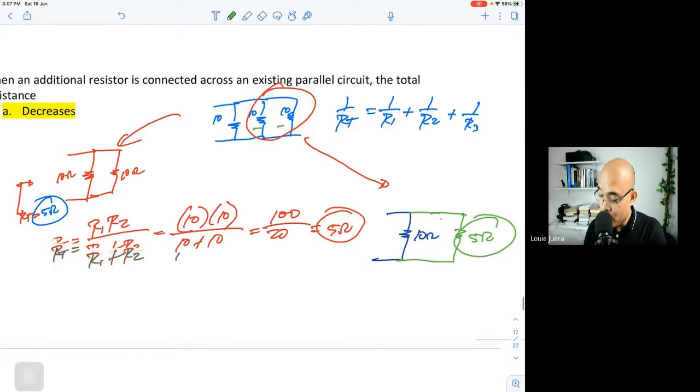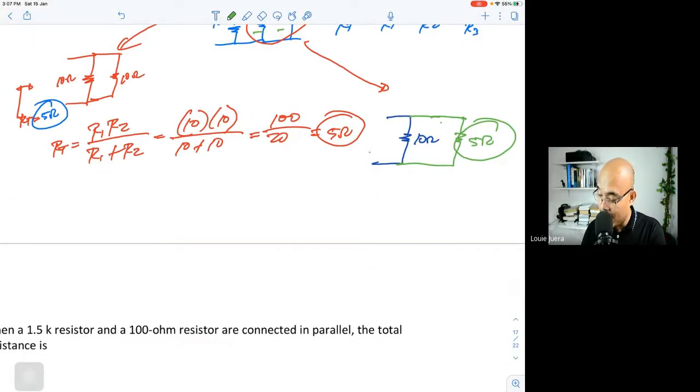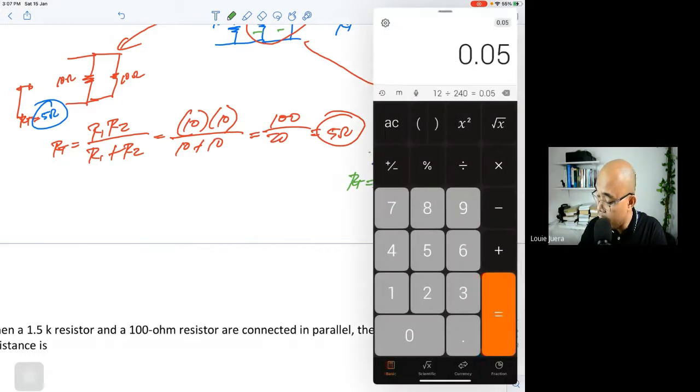So if we're going to parallel this one again, the R total is equal to R1 R2 divided by R1 plus R2. So R1 times R2, that is equal to 10 times 5 divided by 10 plus 5. So that is equal to 50 divided by 15. If we're going to use our calculator, 50 divided by 15 equals 3.33.